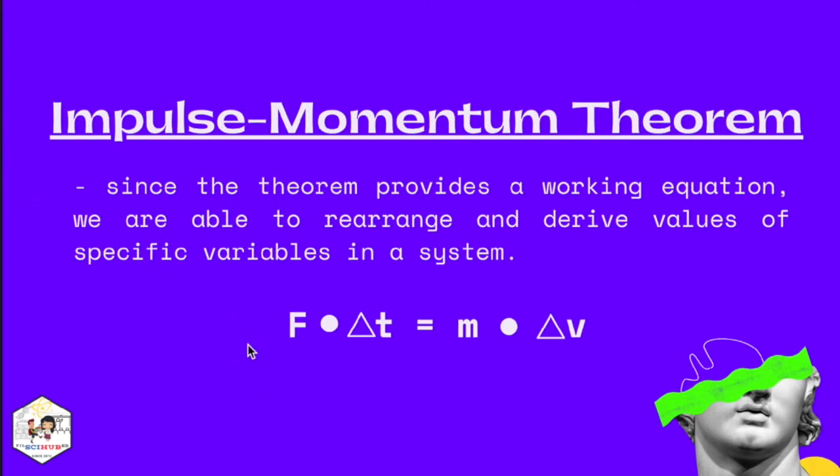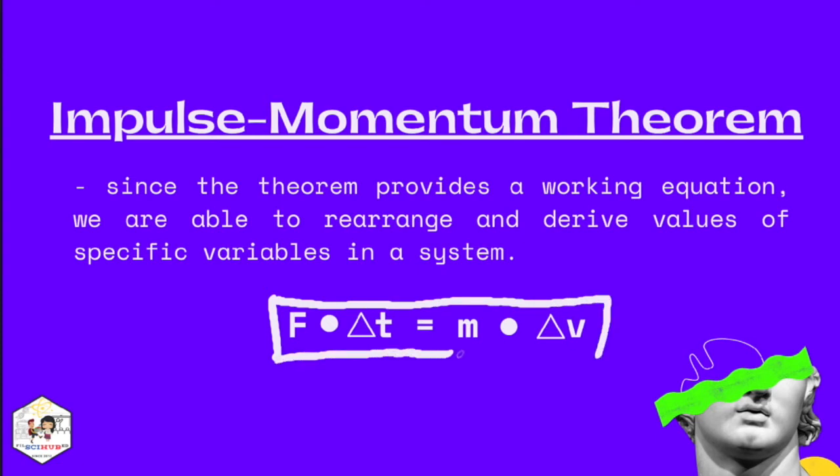Since we are sure that the equation is equal and it is a working equation, we can easily modify the equation to get the values of specific variables in a system. So here is our general equation. In solving problems, we will only have to actually remember this. And since it's a working equation, we can easily isolate any variable we want in a system. So we can get force on one side of the equation by dividing by time, or we can get mass by dividing both sides of the equation by the change in velocity. And we can also get specific variables like change in time. We can get the time initial and time final of the object.